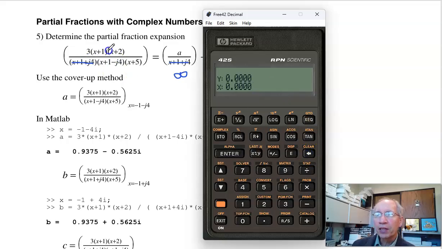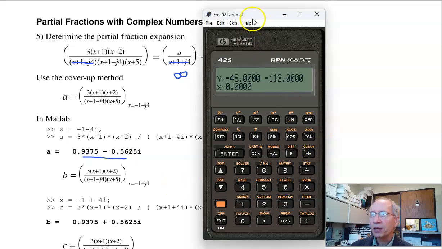So to evaluate this at x equals minus 1 minus j4, take the number 3, x plus 1. So here's recall x, 1 plus multiply, times x plus 2, recall x, 2 plus multiply, divided by x plus 1 minus j4, recall x, 1, enter, negative 4, complex, there's your 1 minus j4, add it to x, divide, divided by x plus 5, recall x, 5 plus slash. There's my answer, that's A.